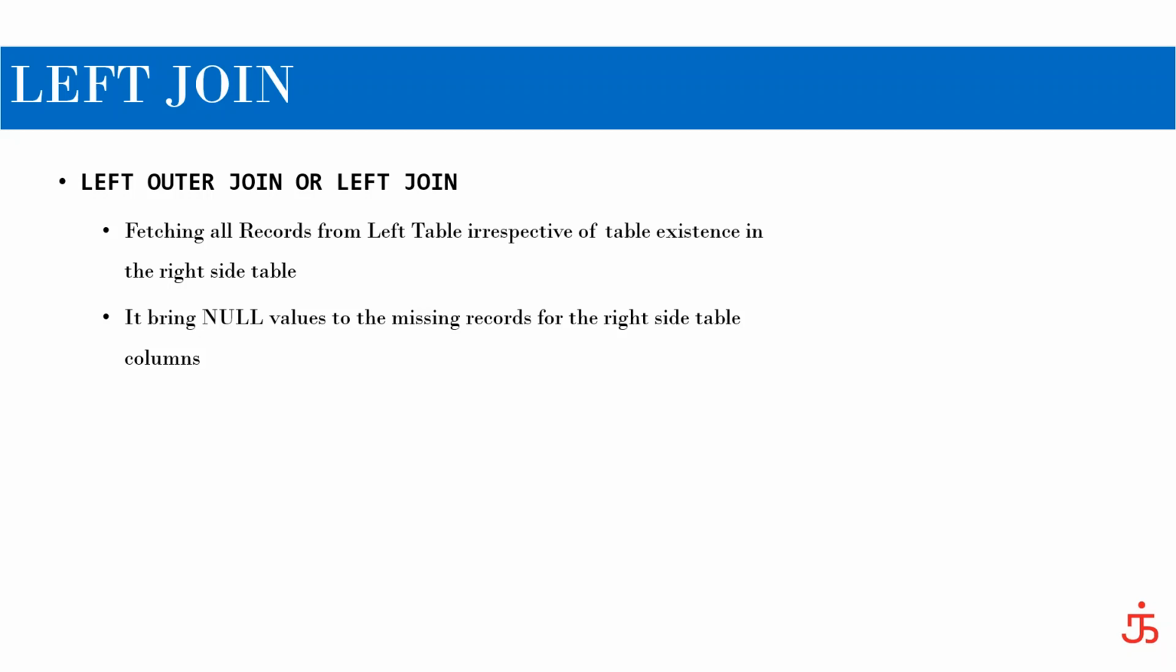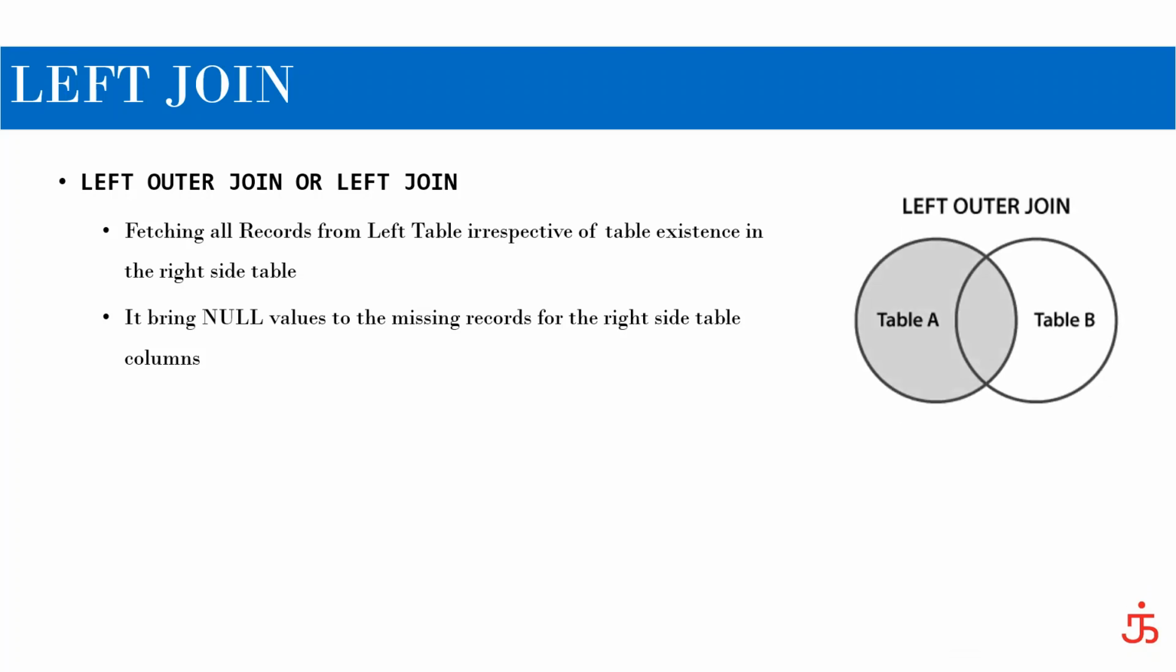This is called left join. This is also called left outer join. Okay, left outer join or left join. The outer is an optional word. So what happens in the left join? I'm keeping the left table as the main table. I'm going to bring all the records from the left table irrespective of whether the record exists on the right side table or not. And I'm going to bring matching records from the right side table. For the missing records, I'm going to show null. So that is what will happen in case of left outer join.